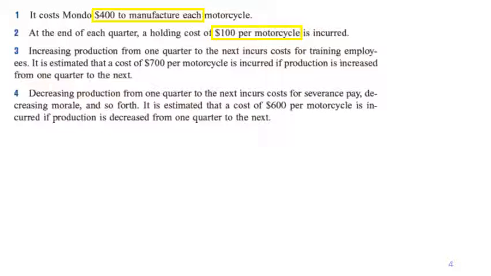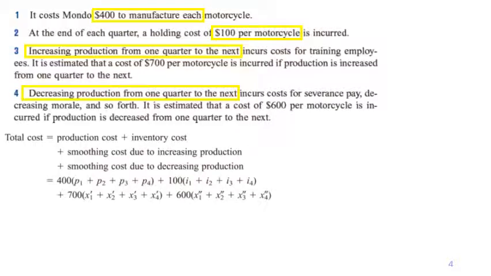Because for each motorcycle that we have for the ending inventory, we need to pay $100. We also need to know how much we increase our production level in this quarter compared to the previous quarter, and we also need to know if we decrease the production level. So here we may increase or we may decrease the production level. Now you can see that's why we may need a URS variable.